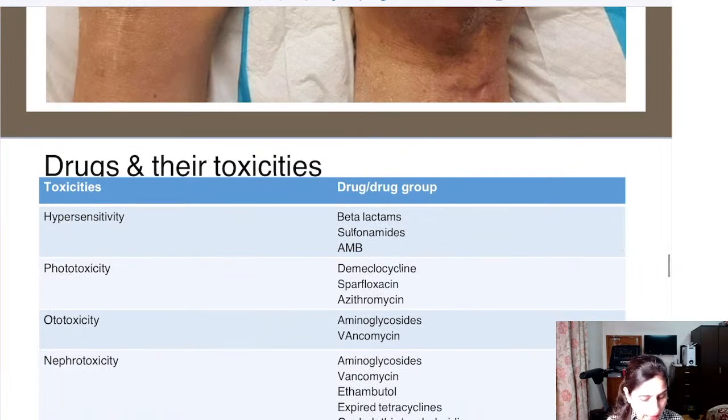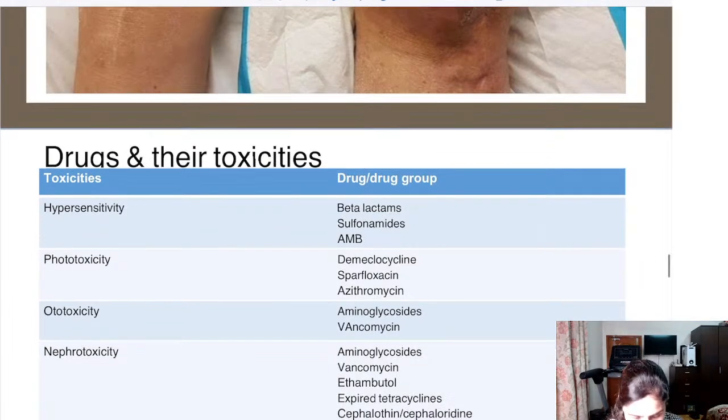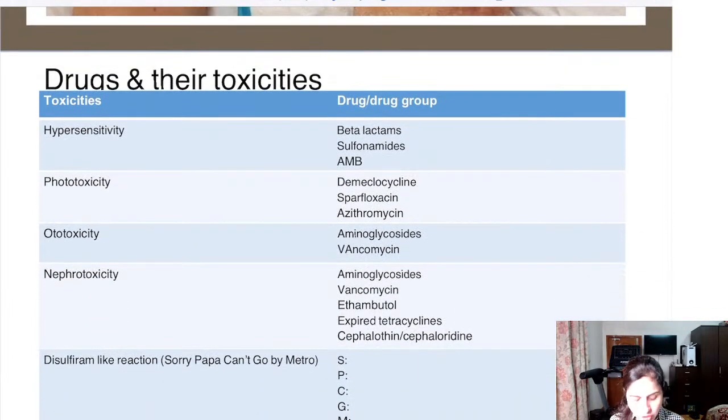Now here's a list of the important drugs and their toxicities. You can take a snapshot, or if you already know, you can just revise this.